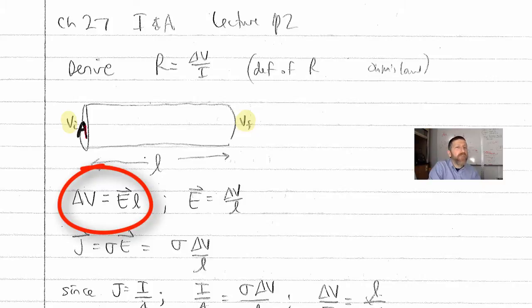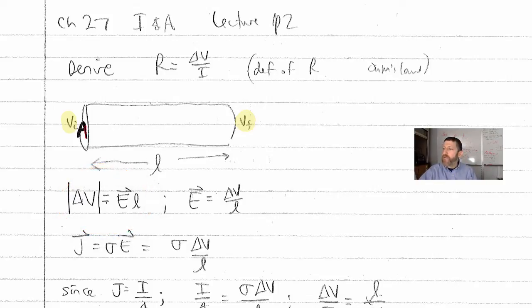see this in before? Delta V equals EL. That's just the magnitude, by the way. Yeah, delta V is negative Ed. It is negative. I'm just looking for the magnitudes here. So the magnitude of delta V is Ed. In this case, I've called it the length L.